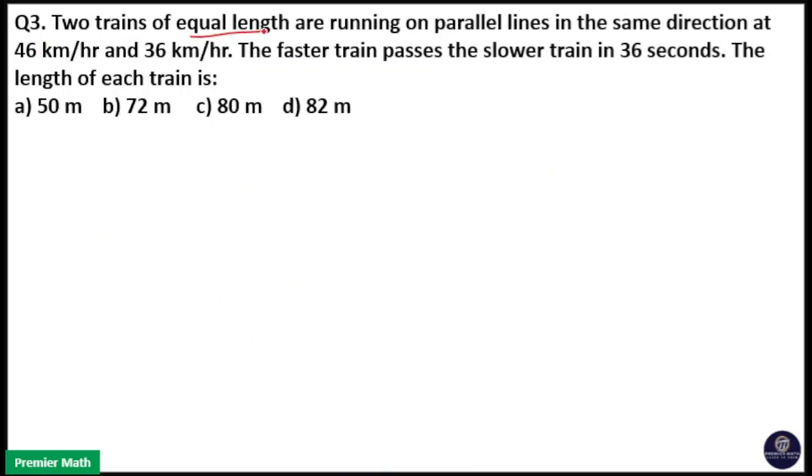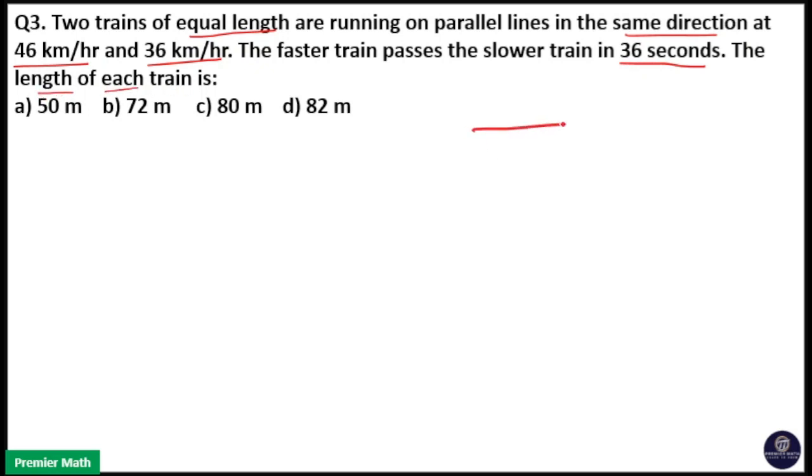Two trains of equal length are running on parallel lines in the same direction at 46 km per hour and 36 km per hour. The faster train passes the slower train in 36 seconds. The length of each train is.